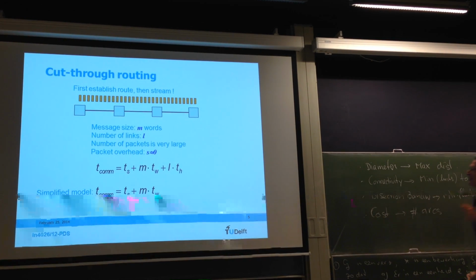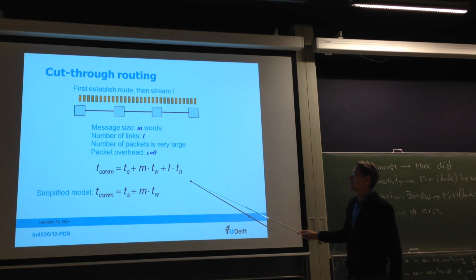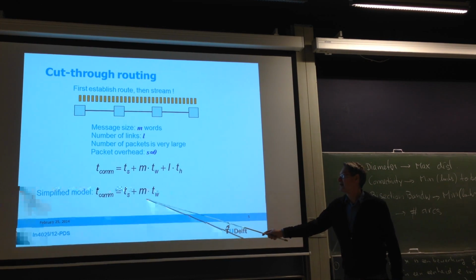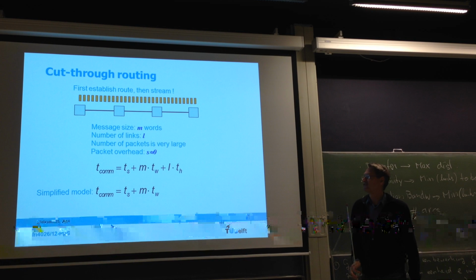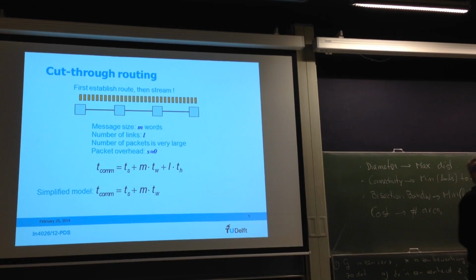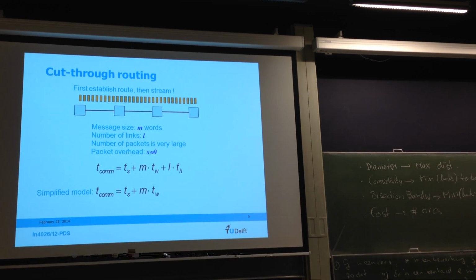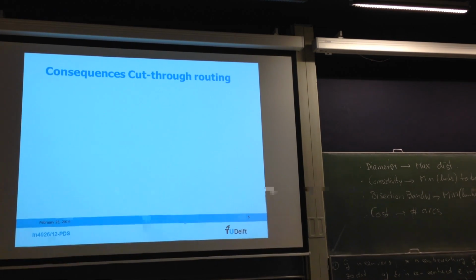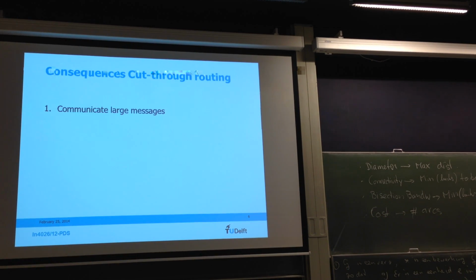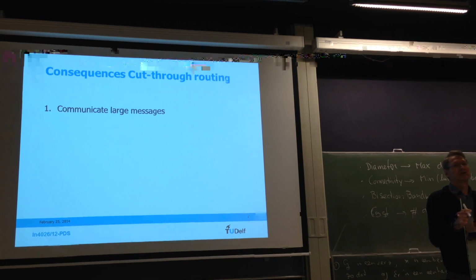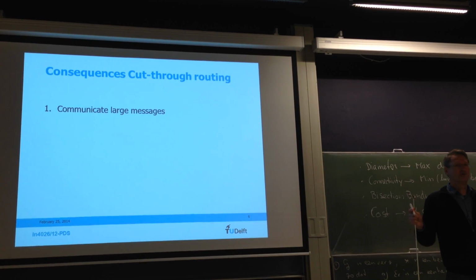If I, again, say this is insignificant compared to the rest, then the communication time is the startup time, which is usually somewhat more significant, and the word transfer time. So there we have now 2 different models. There's one consequence: this cut-through routing only works when the messages are relatively large, because otherwise you get these effects of packetizing.